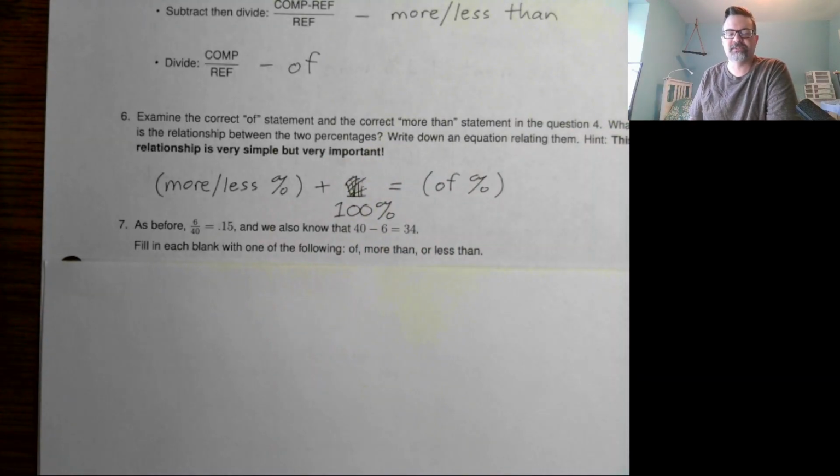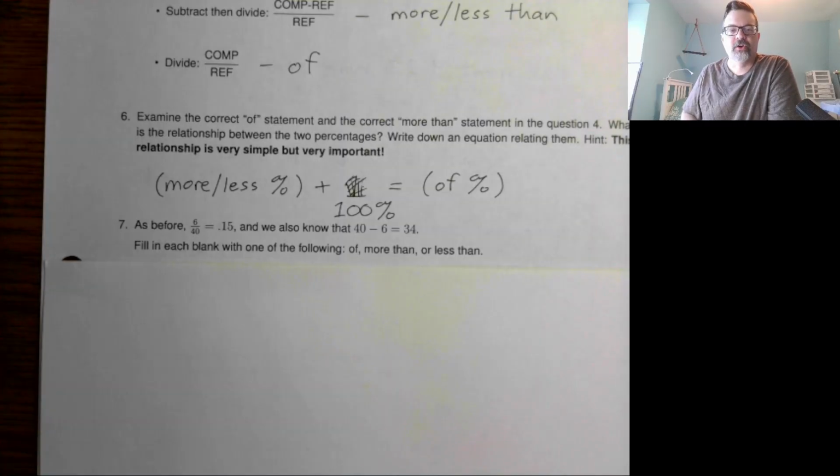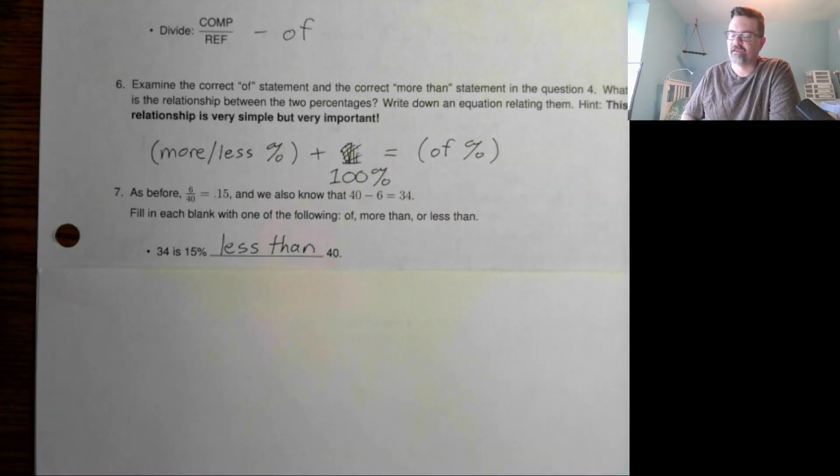Number 7 here is similar to what we did before. But notice we're talking about the number 34 here instead. So try to fill in these blanks with the right words, and then we'll talk about them. So here we go. 34 is 15% less than 40.